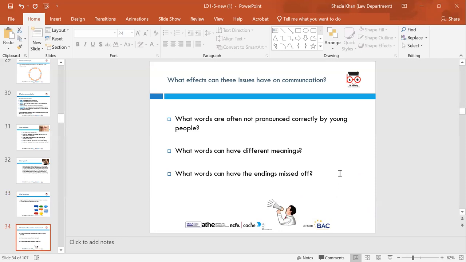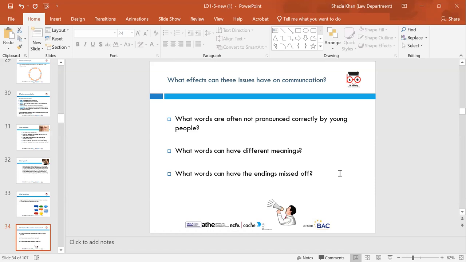What effects can these have on communication? So what words are often not pronounced correctly by young people? So that's the fact that it may be that they're using slang or jargon that is not understood by young people. Sometimes that does have effects and issues on communication. And also what words can have different meanings as well, like can't can mean cannot. Different cultures may have different meanings.